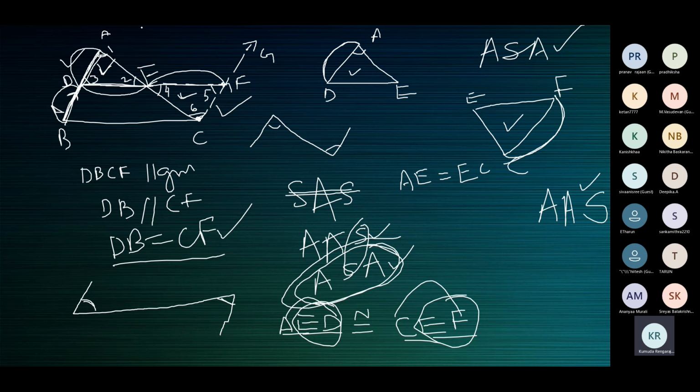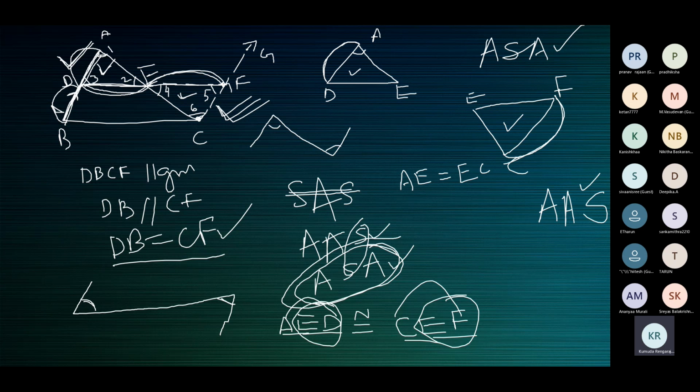So from congruency, the new results you get are AD is equal to CF. This side of AD is equal to this side of CEF. And DE of the first triangle is equal to EF of the second triangle. These are the two new results you get. Now we will have to use these to show that DBCF is a parallelogram. See, that was the intention.